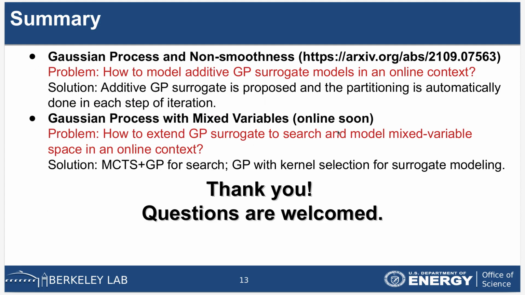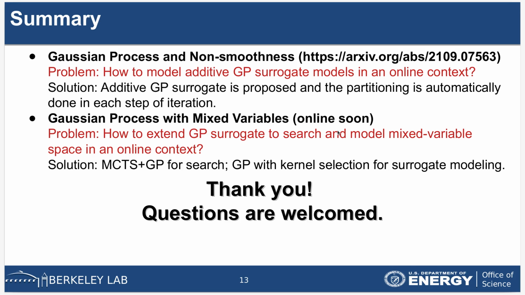To sum up, today we introduced two subproblems that we encountered in our GPTune project. One is the Gaussian process and non-smoothness problem. The main problem is how to model additive Gaussian surrogate models in an online context in order to solve the potential non-smooth behavior in the black box function. To this end, our solution is that an additive Gaussian process surrogate is proposed, namely the CGP, and the dynamic partitioning is automatically done in each step of iteration.